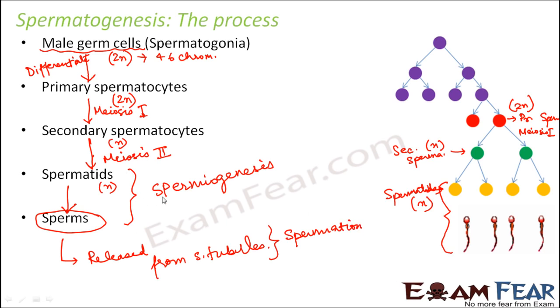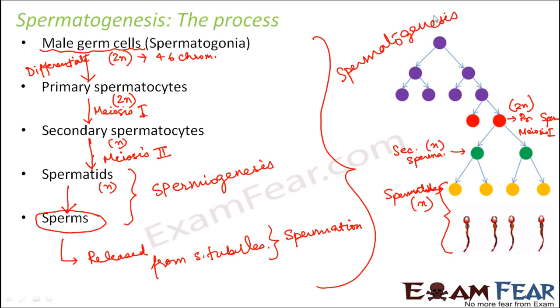So this step is called spermiogenesis, and this release of sperms is called spermiation, and this entire process of sperm formation is known as spermatogenesis. They are all similar terms, so please remember them and be careful what each of them are. So this is how sperms are produced.